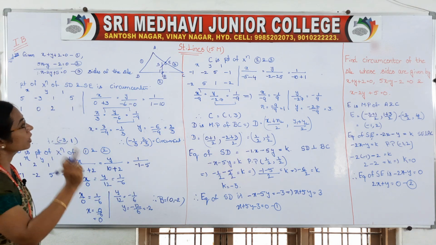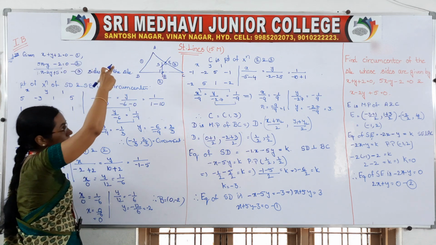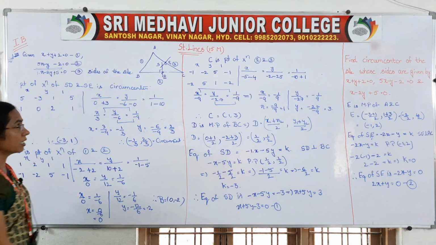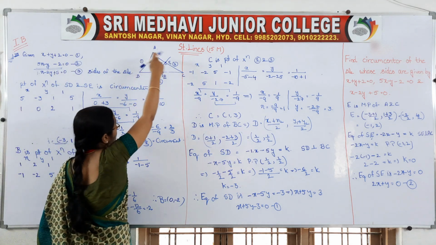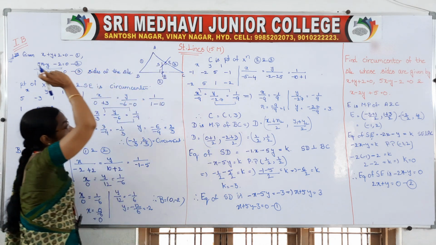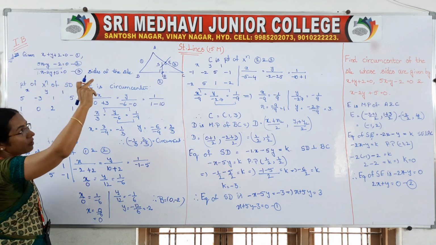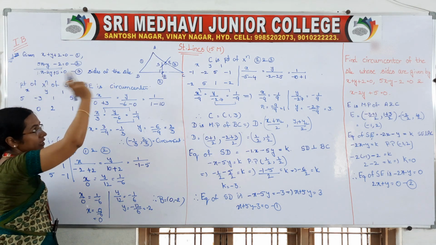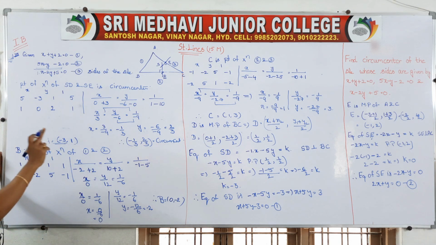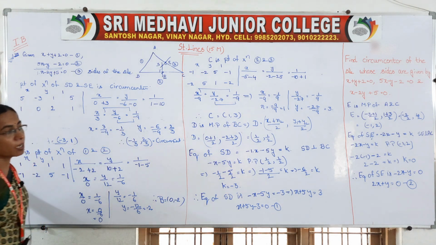Next you come to the point E. E is the midpoint of AC, right? So you take the two points A and C and find your E. What is the midpoint formula? (x1 plus x2)/2 comma (y1 plus y2)/2. You consider A as x1 y1 and C as x2 y2. Substitute, and you will get your E point.